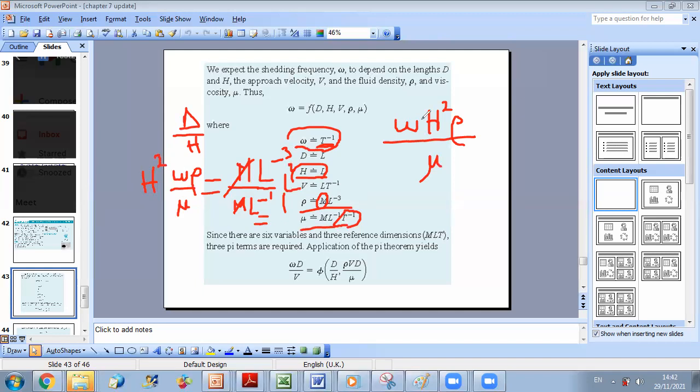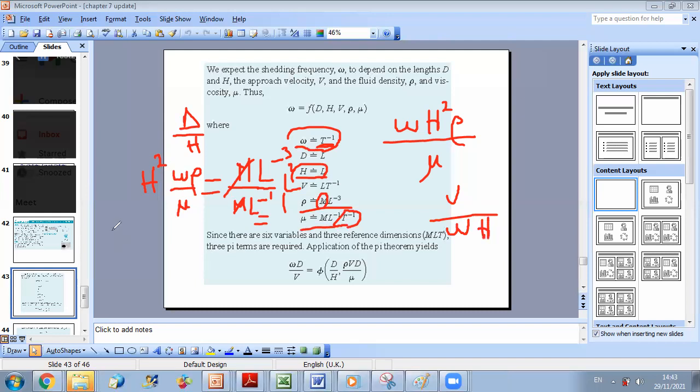And the final group will be with V. So for V is LT minus 1. Okay. So we want to combine with omega H, and as you can see here, you can directly deduce what will be the group, because if you multiply H by omega, you get LT minus 1. So your group will be V over omega H. Okay, so this will be then your 3 groups.